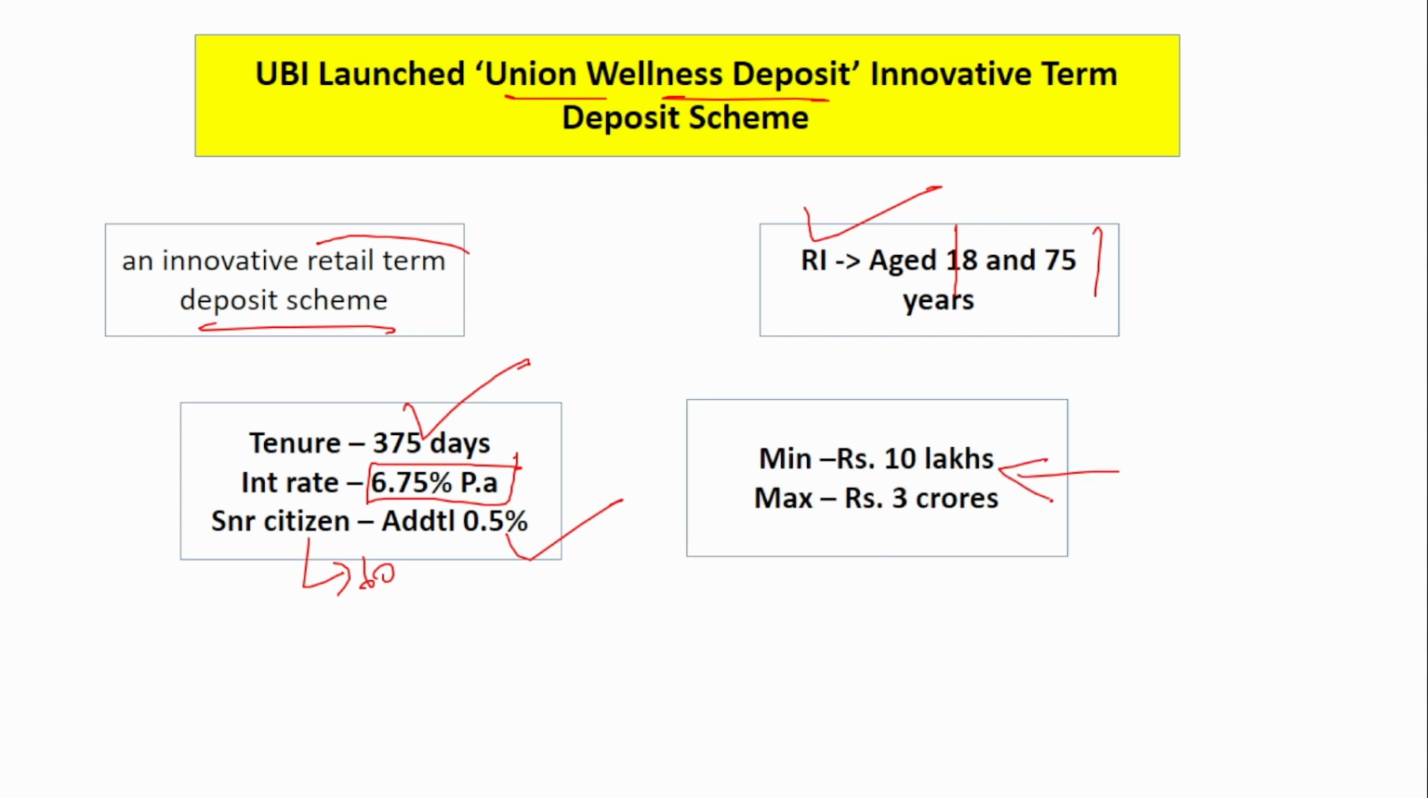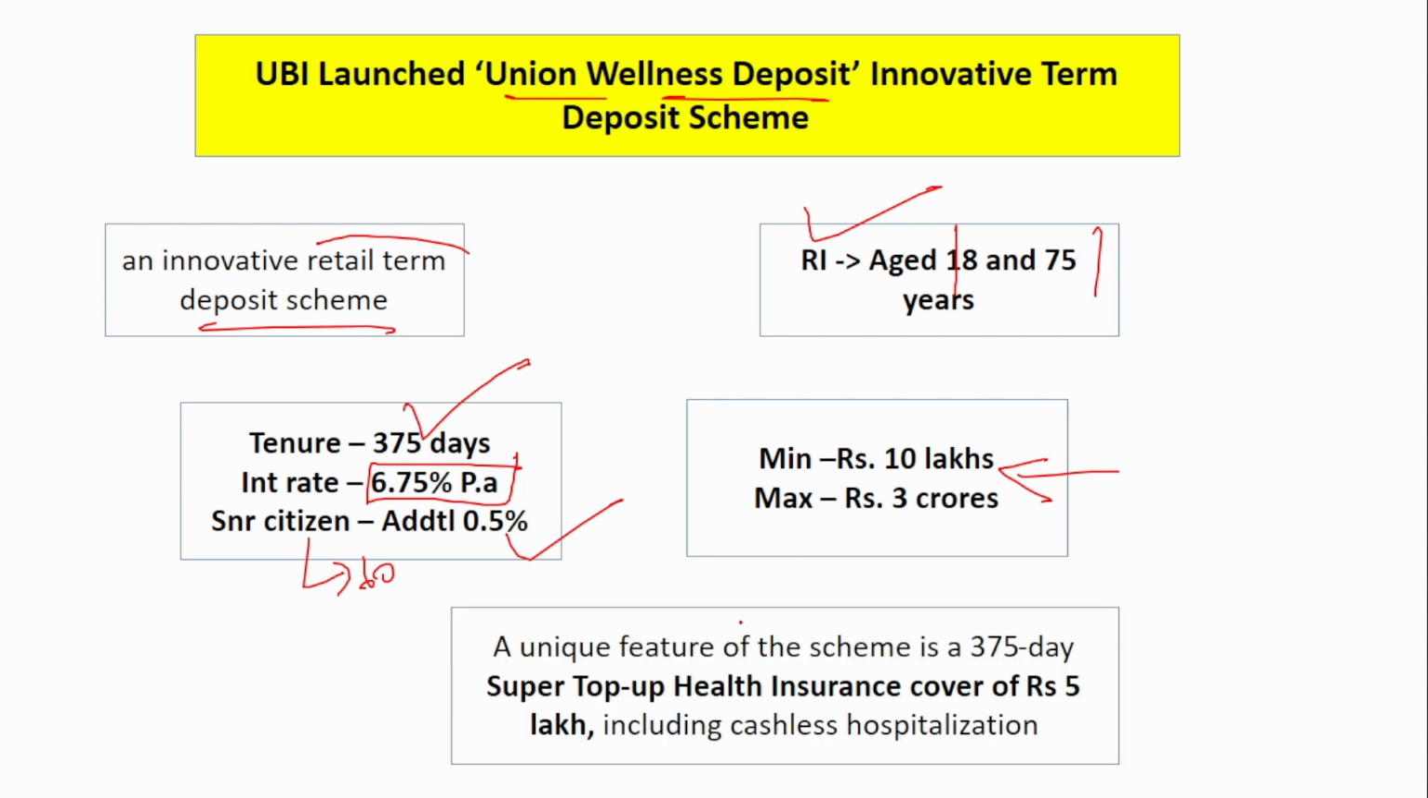The minimum amount that can be invested is 10 lakhs. So if you have 10 lakhs, you can come and open the scheme. If you have less than that, you cannot access the scheme. The minimum investment is 10 lakhs and the maximum is 3 crores. Apart from that, you will also get a super top-up health insurance cover of 5 lakhs along with this deposit scheme. So remember: age 18 to 75, 375 days, 6.75% per annum, minimum investment 10 lakhs and maximum 3 crores. The product name is Union Wellness Deposit.